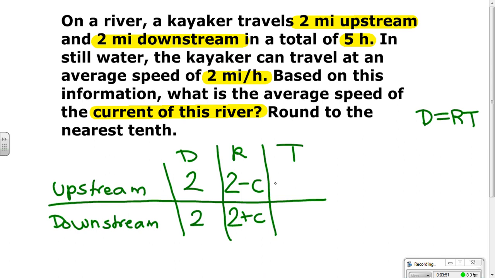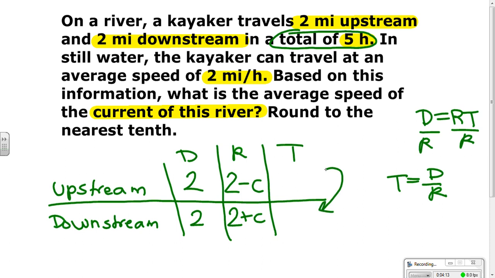Okay, now you might say, well, I don't know the time and maybe you want to put 5 hours, but we're not quite going to put 5 hours here. So let's solve this for t. The time is actually going to be the distance over the rate. We know that the total time is 5 hours. So if we add these two together, it's going to equal 5, but we don't really know exactly how long each one took because each one's going to take a different amount of time. It's going to take longer to go upstream than it is downstream.